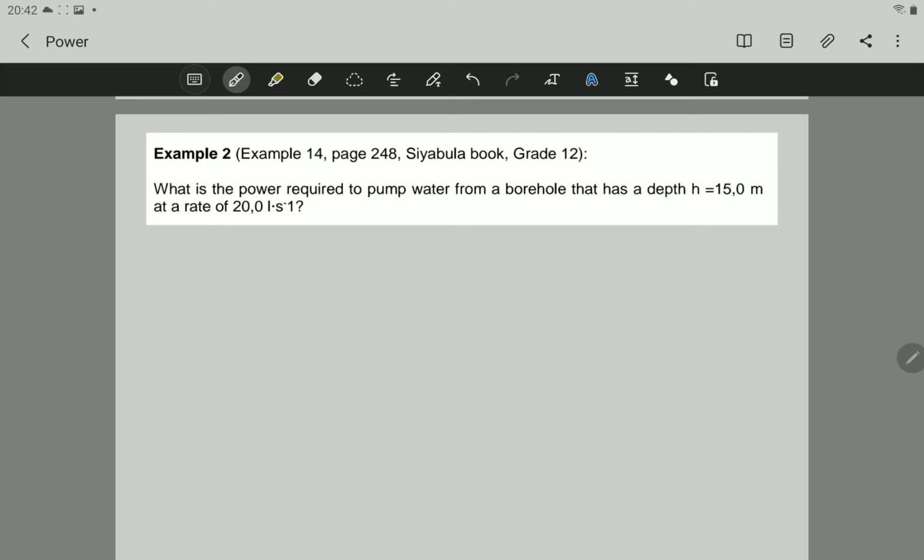This example says, what is the power required to pump water from a borehole that has a depth of 15 meters at a rate of 20 liters per second? Let's write the data. This question is a little bit tricky. It's coming from the Siyavula book. I like the book. It's a nice book where they explain step by step how to solve the problem. Okay, so let's first of all write the data.